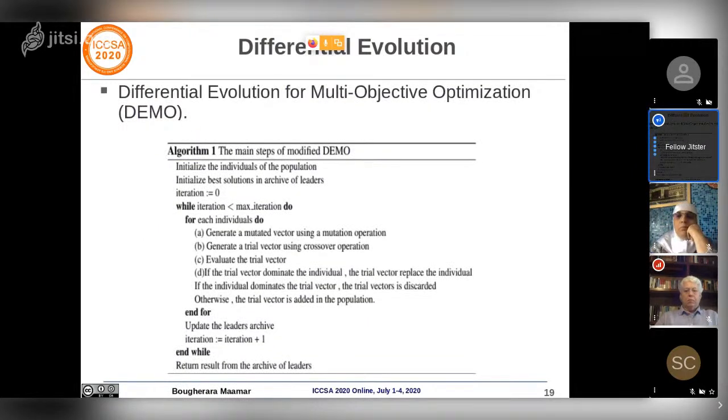In order to extend the differential evolution algorithm to solve multi-objective optimization, we use the Pareto concept. The algorithm is modified to support the Pareto concept. The solution is a set of non-dominated solutions.